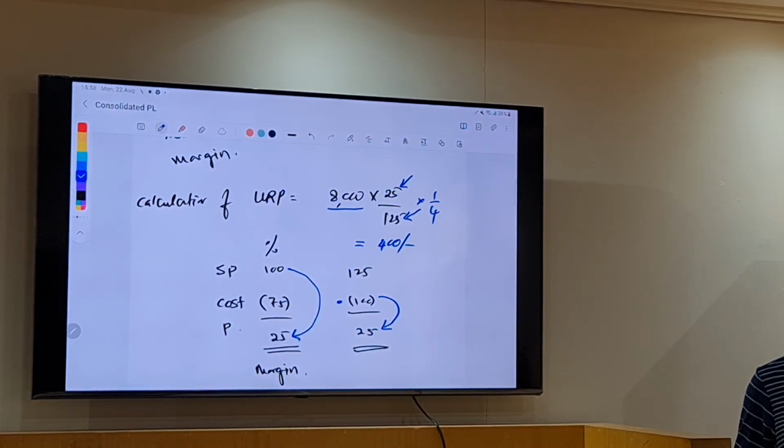Everyone understood this calculation or not? No, I don't understand. I'm not asking you to work. Don't worry, talk to me personally, comment to me, I will explain.